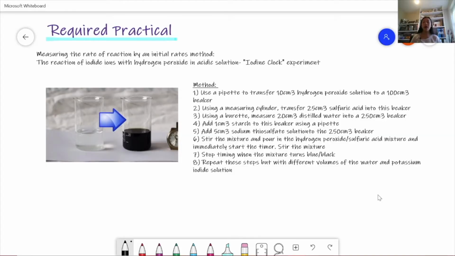We're going to look at a required practical, and this is measuring the rate of reaction by an initial rates method. And so we're going to look at the reaction of iodide ions with hydrogen peroxide in acidic solution. And this is also known as the iodine clock experiment. So I'm just going to run through the method quickly.